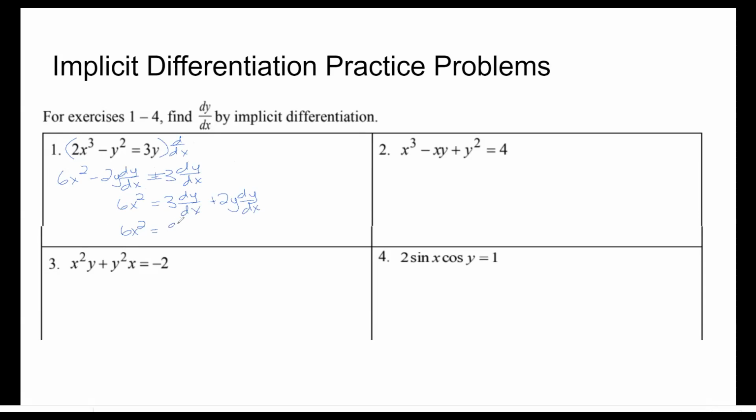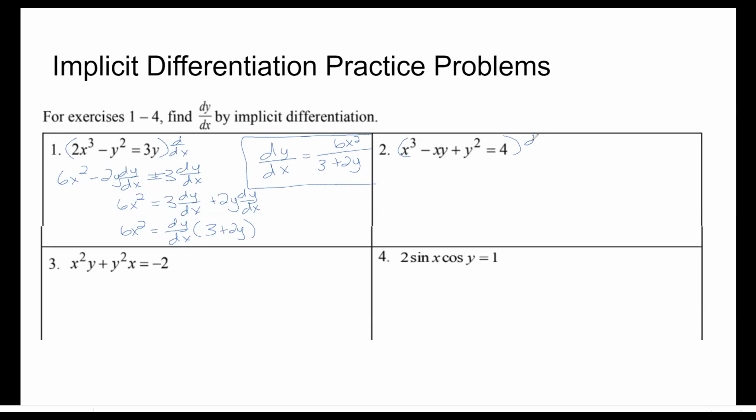I'm going to factor out that dy dx to be left with 3 plus 2y on the inside. And so my final answer, when I divide by that 3 plus 2y to the other side, is going to be 6x squared over 3 plus 2y.